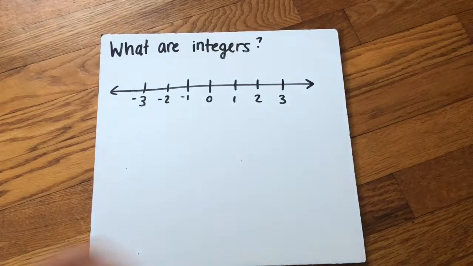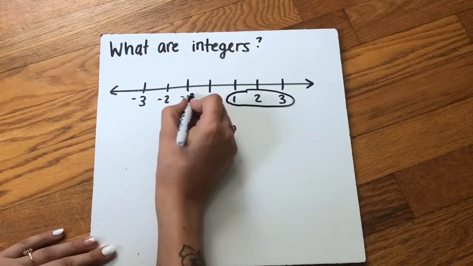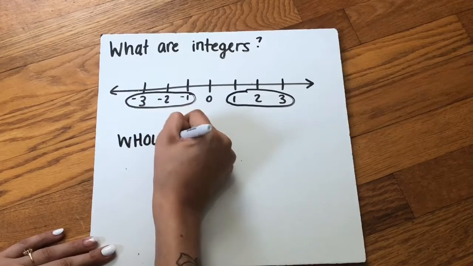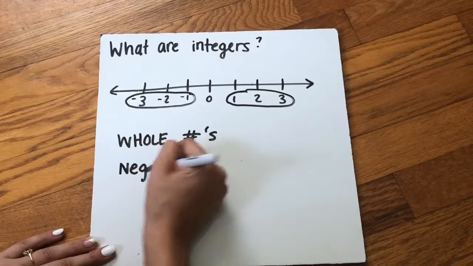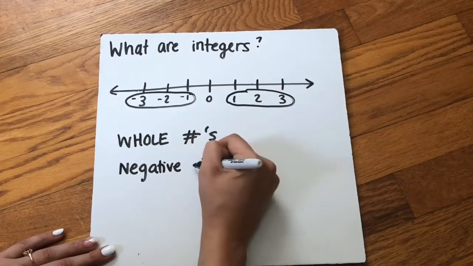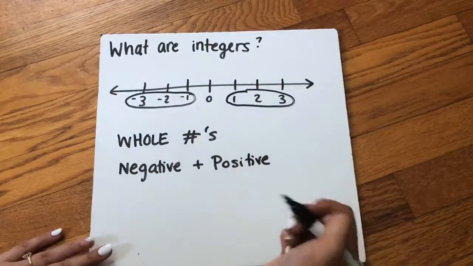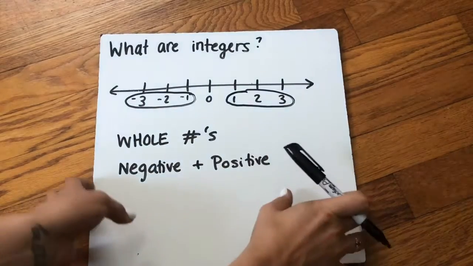So if we think about the number line, we have all our whole numbers and their opposites are the negative numbers. So integers are whole numbers, and they can be negative and positive. They cannot be fractions, decimals, those numbers that only show part of a number. So they are whole numbers. So that is what an integer is.